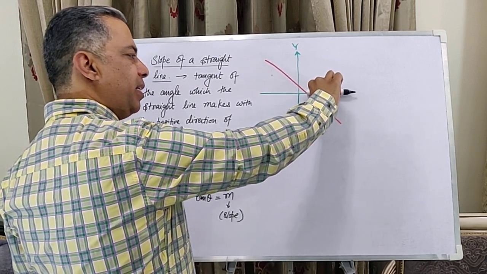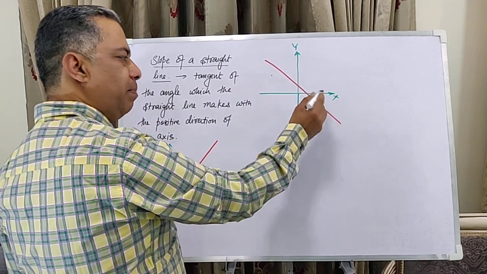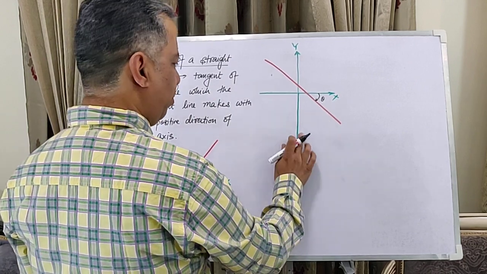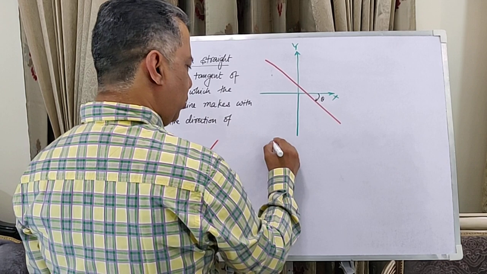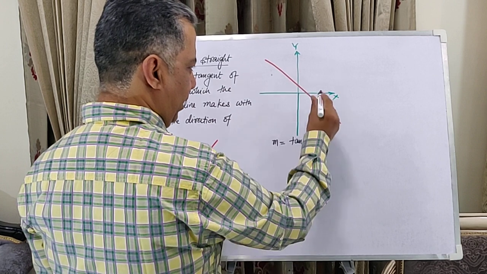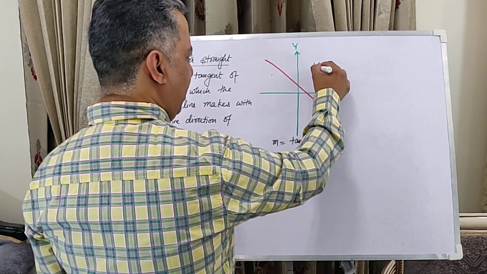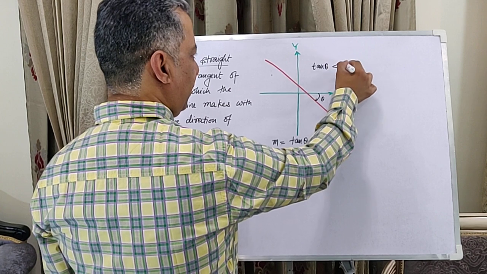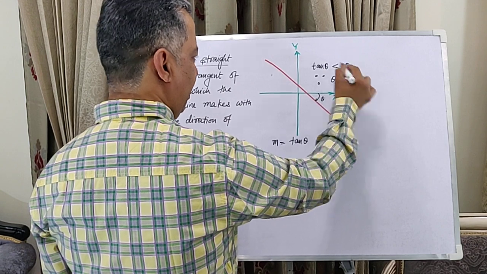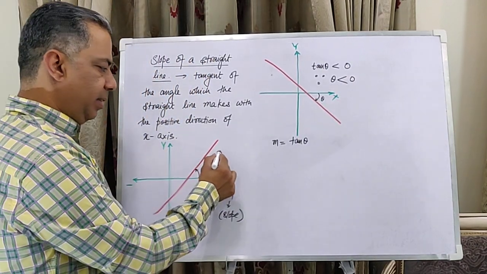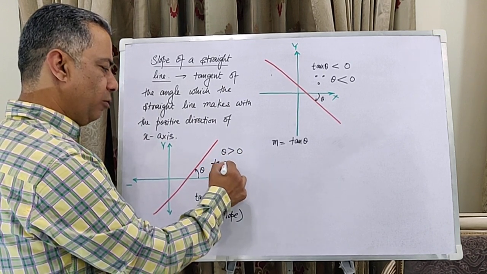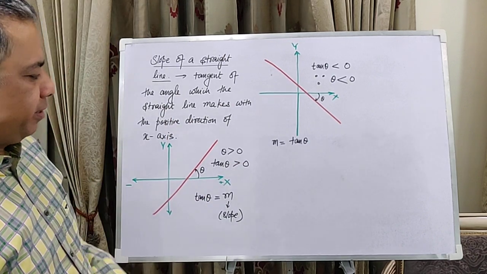If you start with the positive x direction and move towards the line, you end up moving clockwise, and clockwise angles are negative, and so the slope would also be negative. So slope of course still remains m equals tan theta, and in this particular case tan theta is negative because theta is negative. Over here theta was positive, so tan theta and therefore slope were also positive.